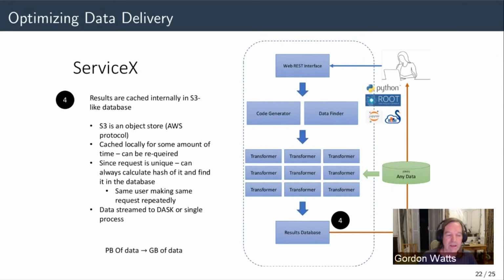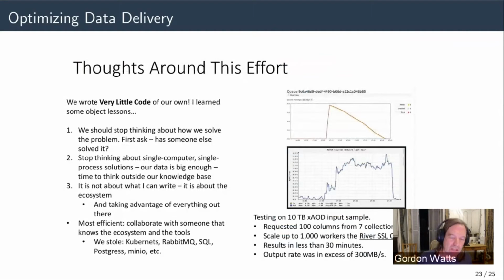This data can then be streamed to a DAS farm for more complicated or sophisticated downstream servicing, for example. Nominally, these are taking a petabyte of data and turning it into gigabytes. I should say gigabytes plural of data, depending on what you're doing. Slide 23, please. Okay, so this is the last slide that I wanted to talk about. Now I've given you some context. I just wanted to make some points.